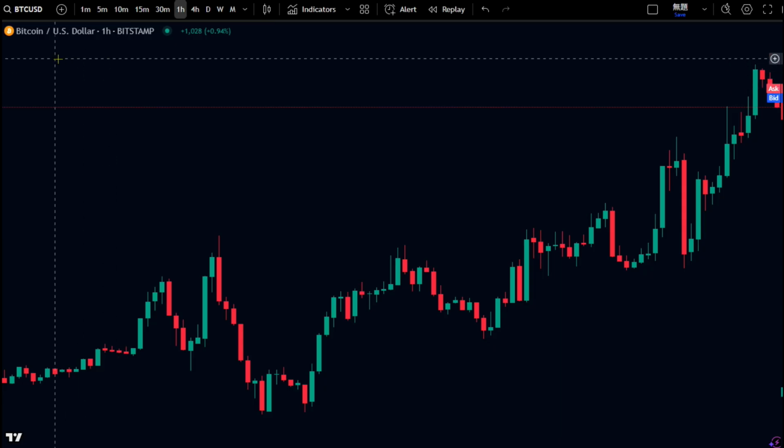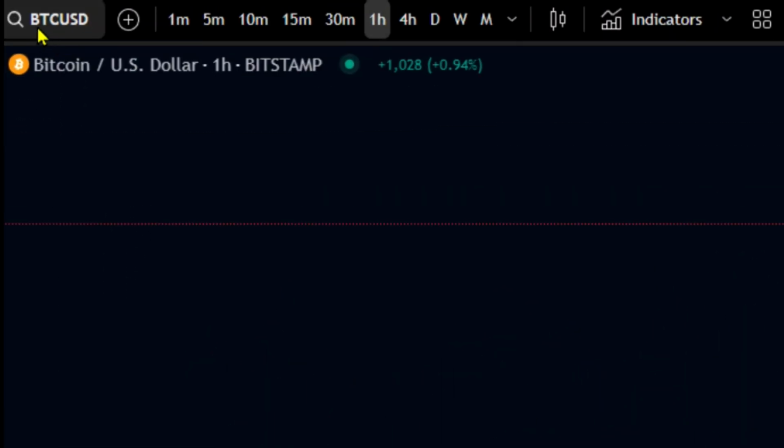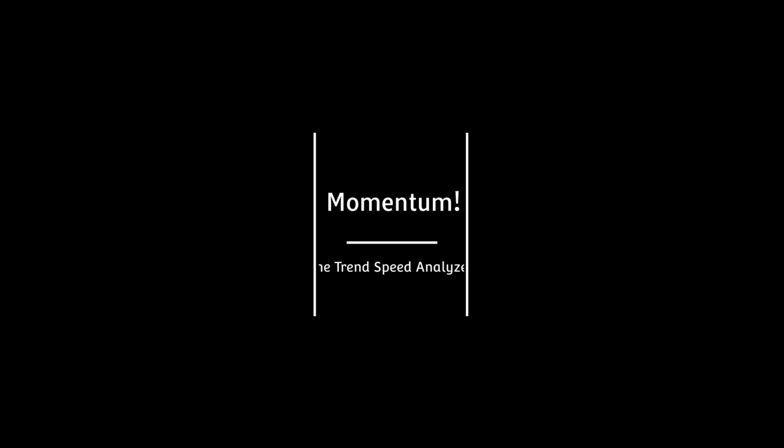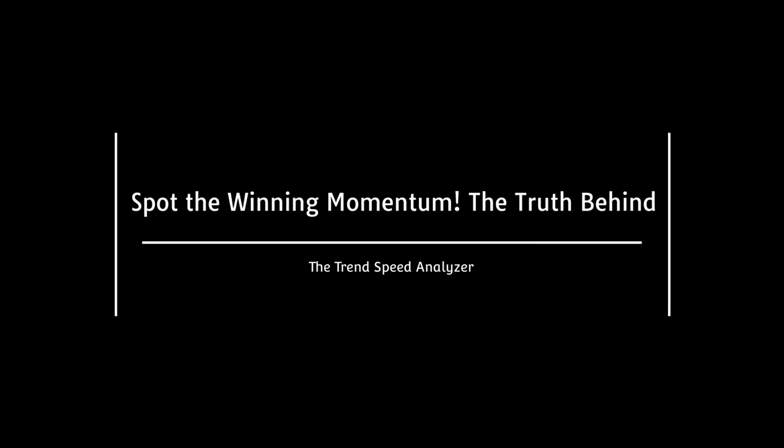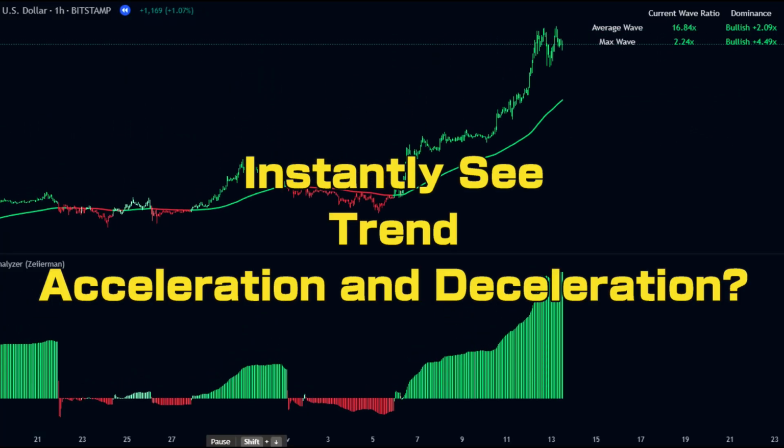Indicator configuration. First, let's set up the chart. Currency pair, BTC/USD. Time frame, 1 hour chart. Spot the winning momentum, the truth behind the Trend Speed Analyzer. Identifying the strength of a trend through numbers.